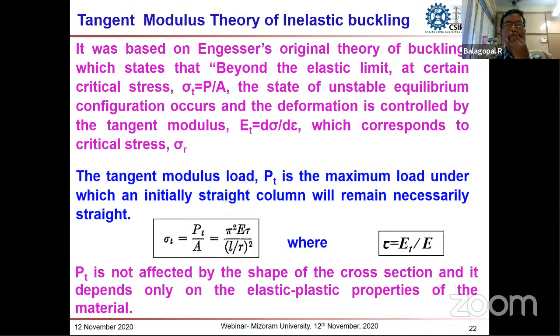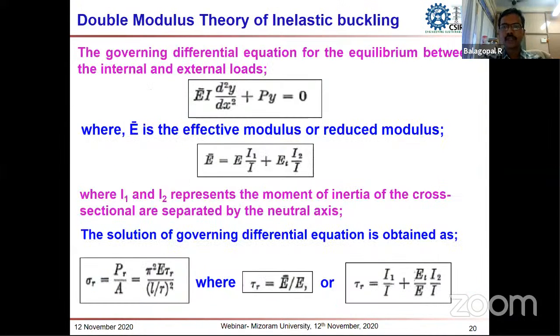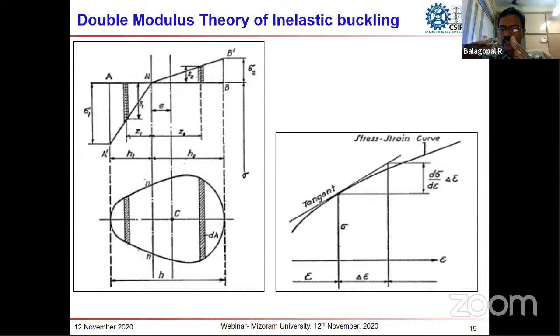One more theory that has been coined is called the tangent modulus theory. This tangent modulus theory states that beyond the elastic limit, at a certain critical stress, in the state of equilibrium configuration, the deformation is controlled by the tangent modulus. That is, beyond the elastic limit, the deformation of the angle section is controlled by the tangent modulus, as shown in this slide on the stress-strain curve. Once the section crosses the elastic limit, the buckling is governed by the tangent modulus.